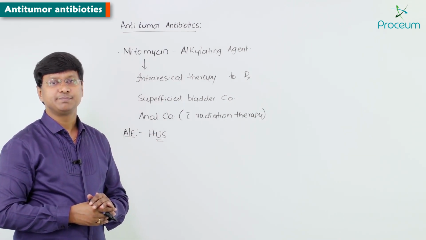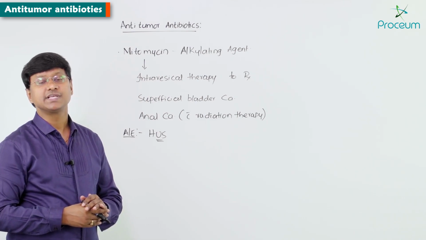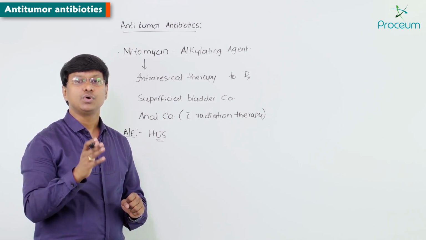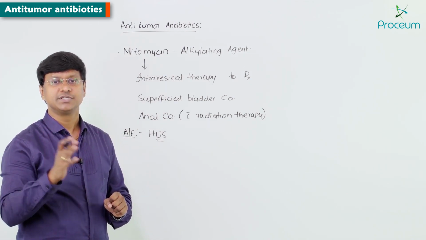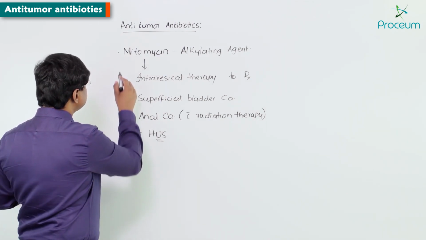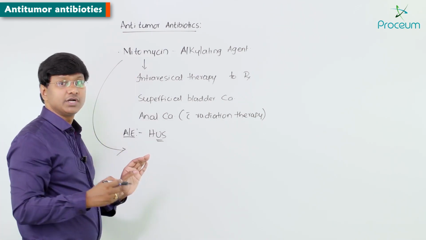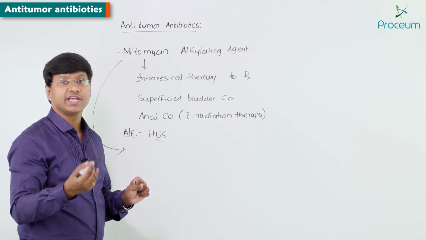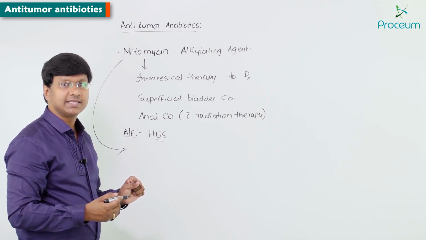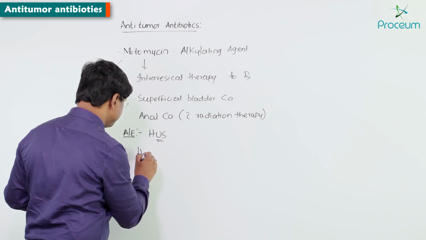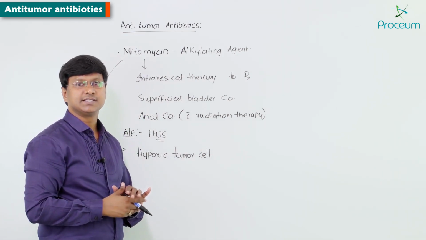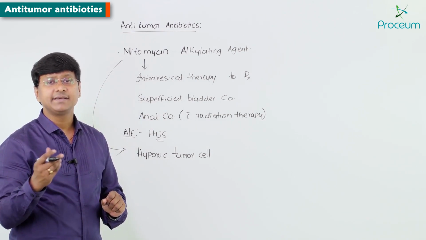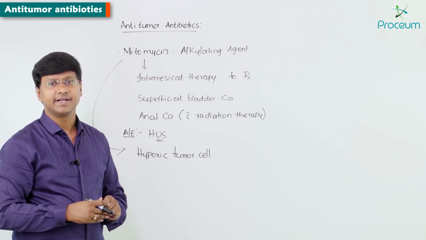Now remember, it is the best available drug for use as an adjuvant to X-ray radiation to attack the hypoxic tumor cells. Okay, so it is the best available agent for what? It is the best available drug for use as an adjuvant to X-ray radiation to attack the hypoxic tumor cells. Now why? Because it is converted to an active alkylating agent by reduction.